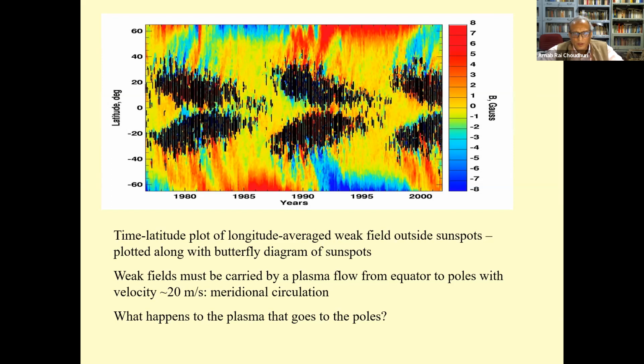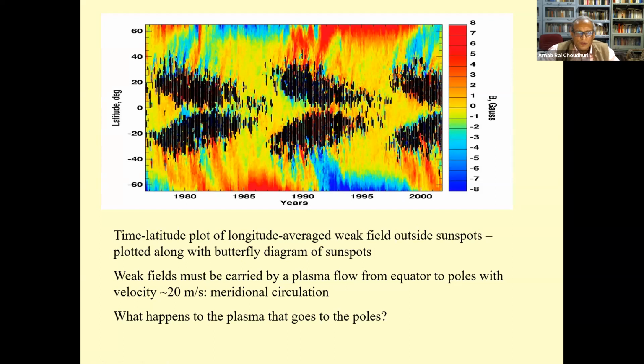And what causes this poleward migration of this weak field? So the most obvious possibility is that there is a plasma flow from the equator to the poles, and this plasma flow, this meridional circulation, is carrying this weak field. And from such plots, we can easily make the estimate that the strength of this meridional circulation is of the order of 20 meters per second.